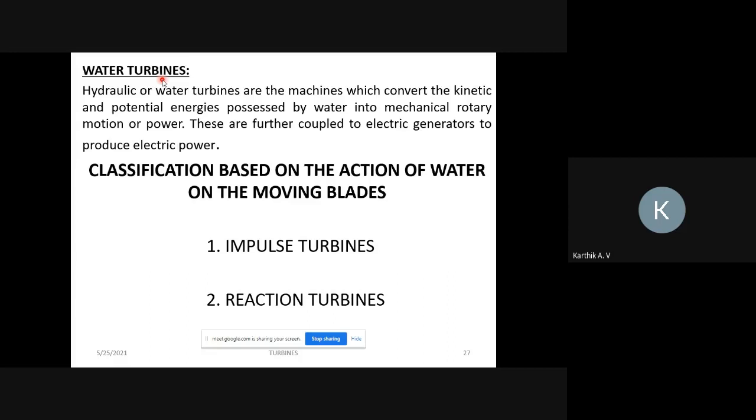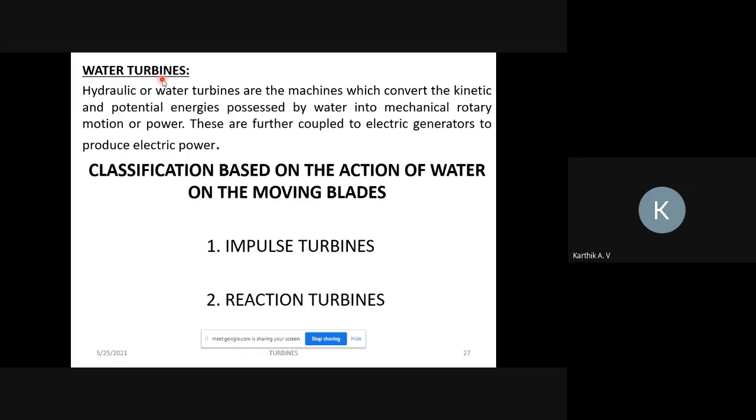That blade is connected to the shaft, and the shaft is coupled to the generator. So with the help of the generator, which energy do you get? Electrical energy. So a generator is a device which is used to convert mechanical energy to electrical energy.